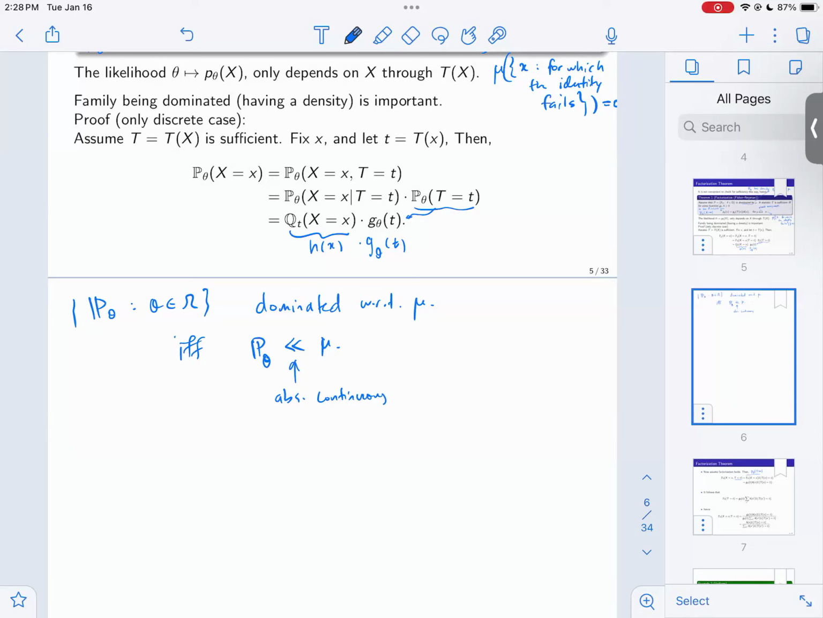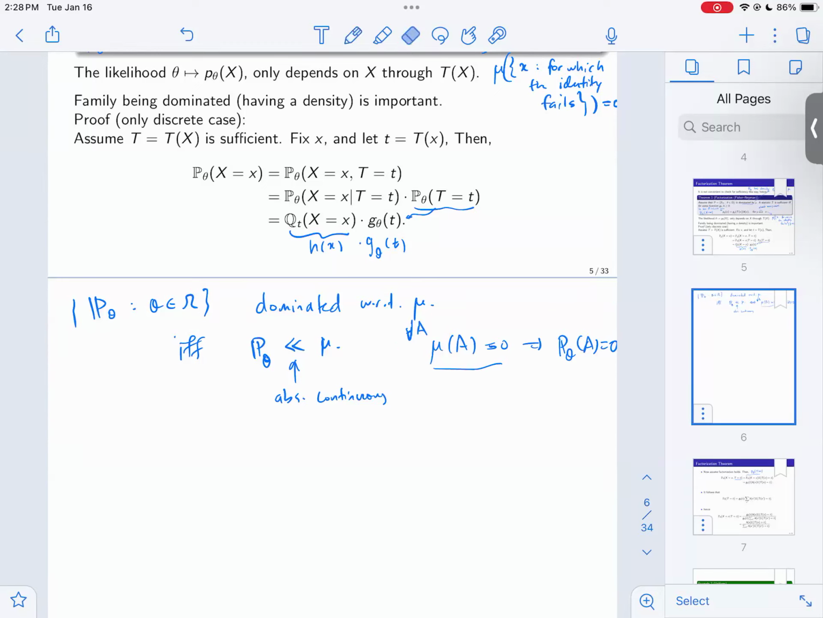So yeah, what does it mean? It means that if the mu measure is 0 in a set A, then the probability in this set will also be 0. Yes. So for every event, or for every set A for which mu assigns measure 0, P theta has to assign measure 0.